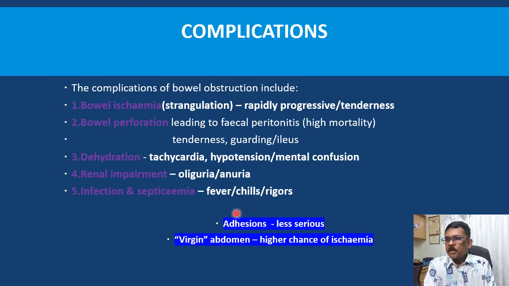Obstruction due to adhesions is much less serious, because in adhesions the chance of developing ischemia and gangrene of the bowel is very much less. Whereas in a patient with a virgin abdomen, that means a patient who has never been operated before, if he or she develops intestinal obstruction, almost always you will end up with surgery because there's a higher chance of developing ischemia.